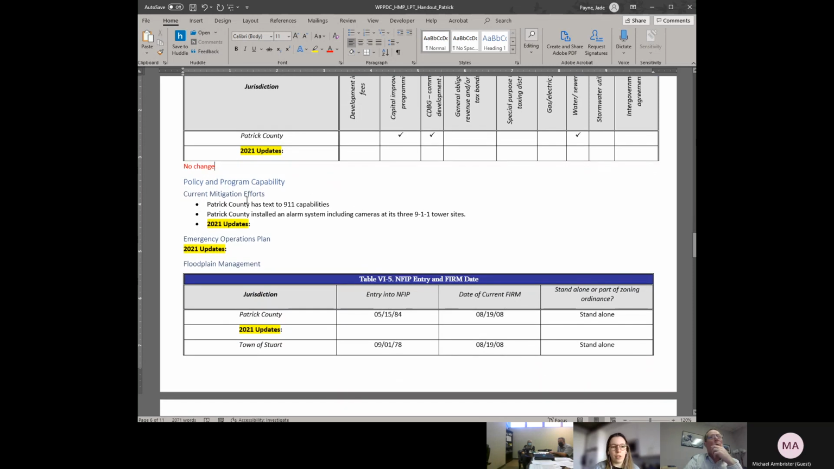All right. So moving on to the policy and program capability, current mitigation efforts in the 2016 plan. You mentioned that the county has text to 911 capabilities and that you installed an alarm system, including cameras at the 3 911 tower sites. Do you have any other updates to that, plans to upgrade any of these additional cameras, anything like that? I'm unaware, but Steve has stepped out for just a moment. He may have something to update when he steps back in.